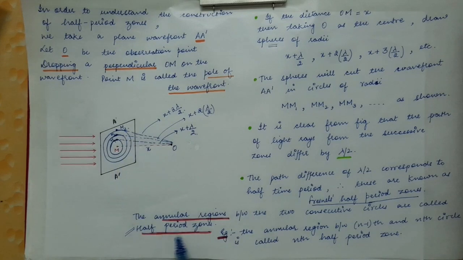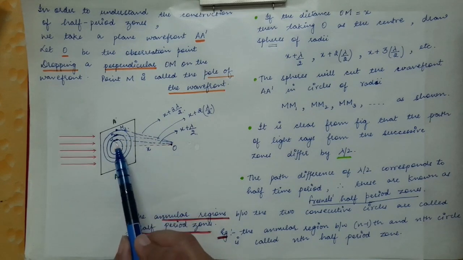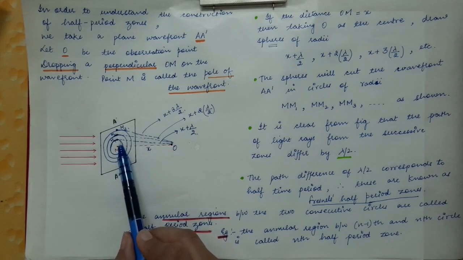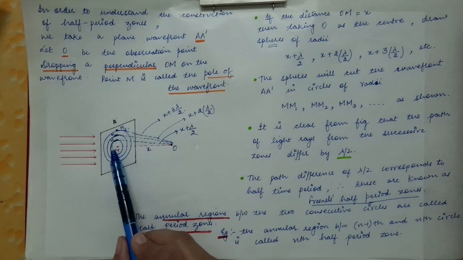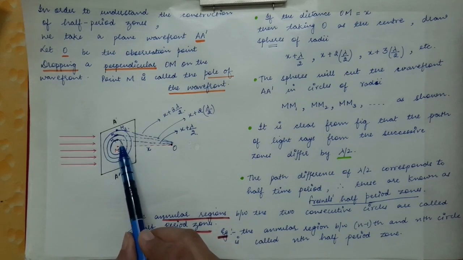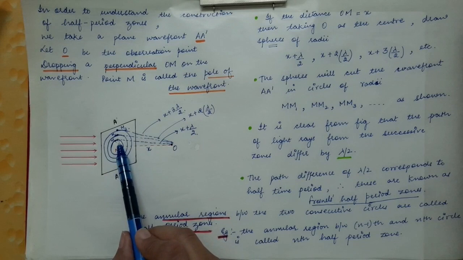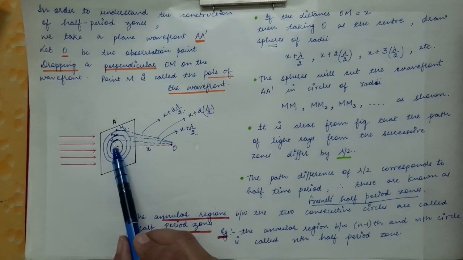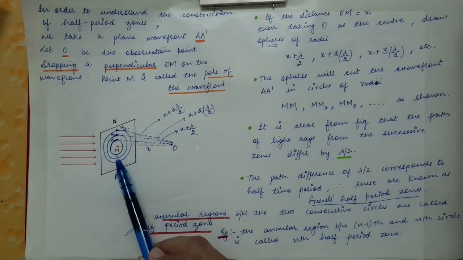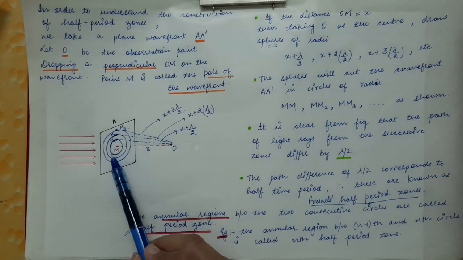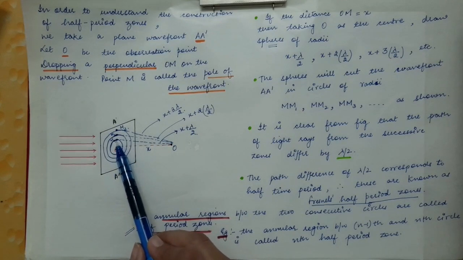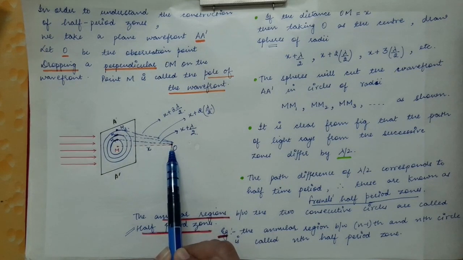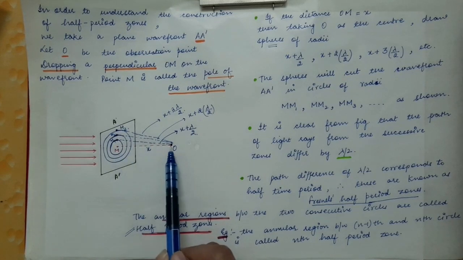These are called half period zones, and you can see that the light coming from all the points on the circumference of the first circle will act as a source of secondary wavelets. These are the point sources. All the points on the first circle will travel an equal path to the point capital O.